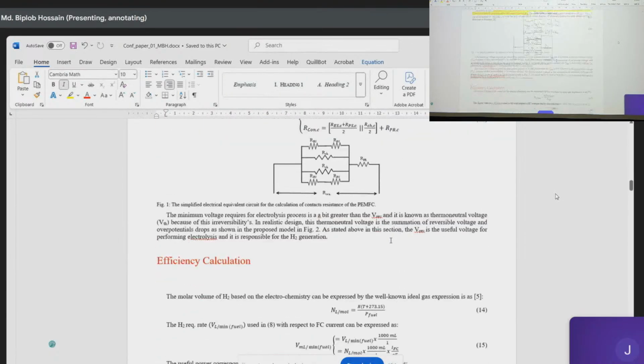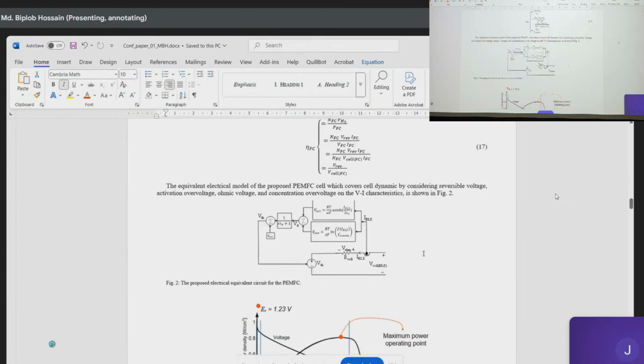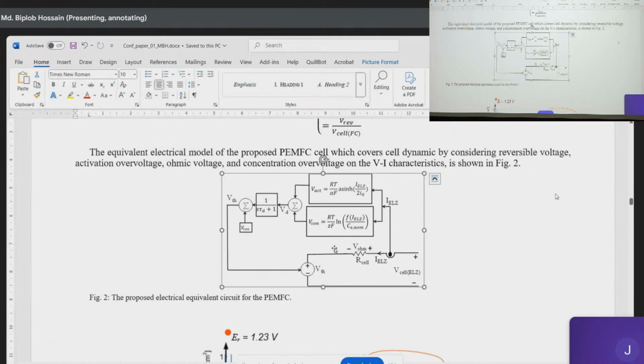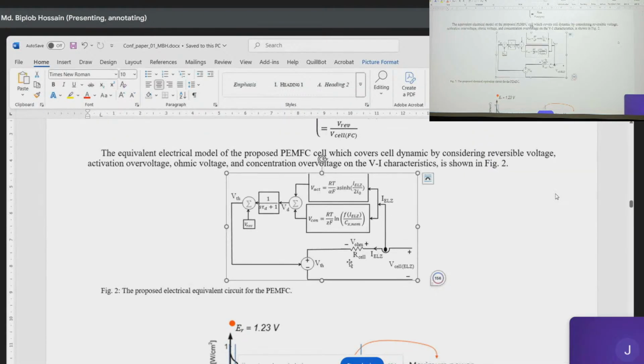Then we have a diagram like this. Here we can see the mathematical model based electrical equivalent circuit of the proton exchange membrane electrolyzer. This ohmic part represents the ohmic potential drops. And here we can see there are two current-dependent parameters: one is for the activation overvoltage and another one is for the concentration voltage drop.